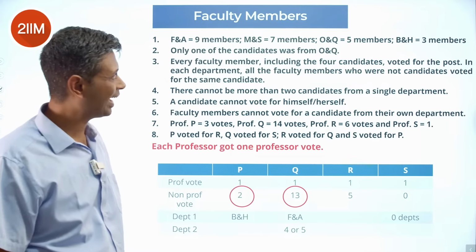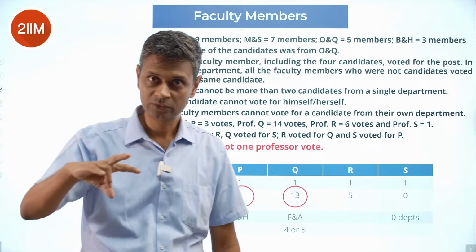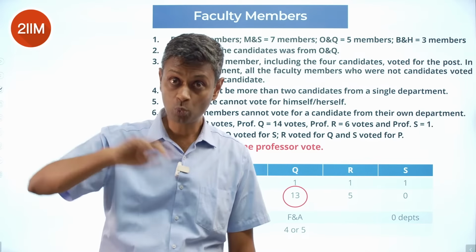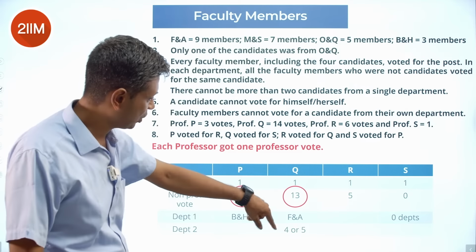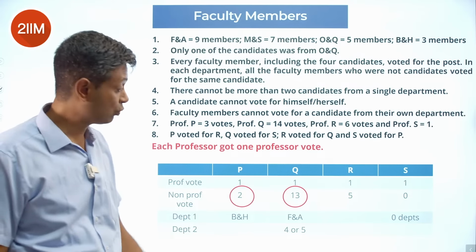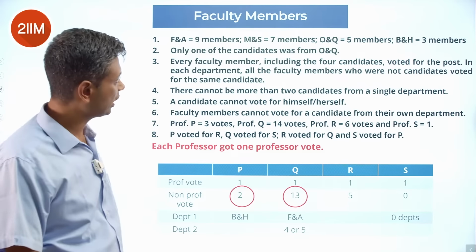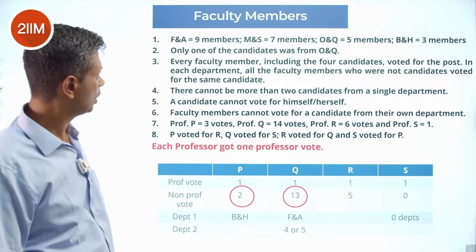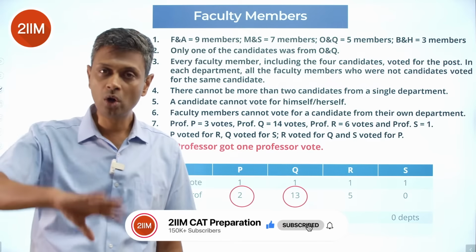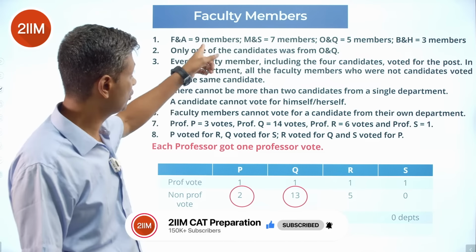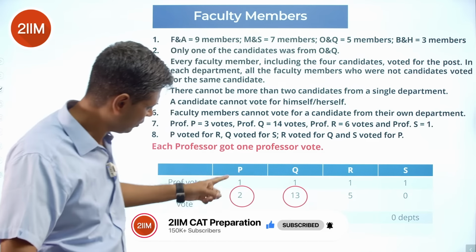O and Q department has only 4 votes. M and S departments could have had 5, and 2 professors who vote differently. So this could have been 8 plus 5 adding up to 13, or 9 plus 4 adding up to 13. Right? 8 plus 5, 9 plus 4. So you could have got 8 votes from F and A and 5 votes from M and S. All non-professor votes from M and S, 8 from here, and then R gets 5 non-professor votes. Right? So this fellow gets from B and H.